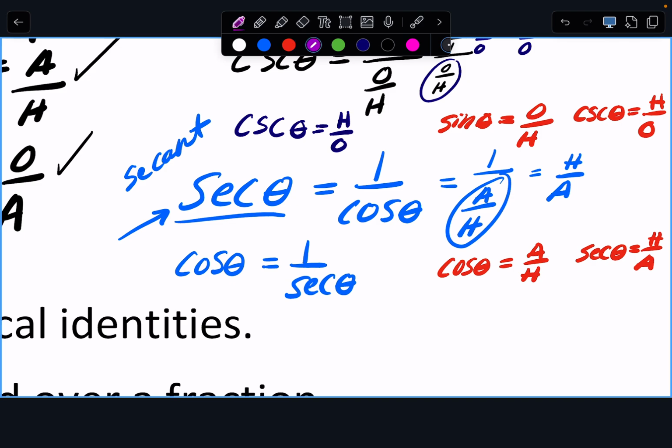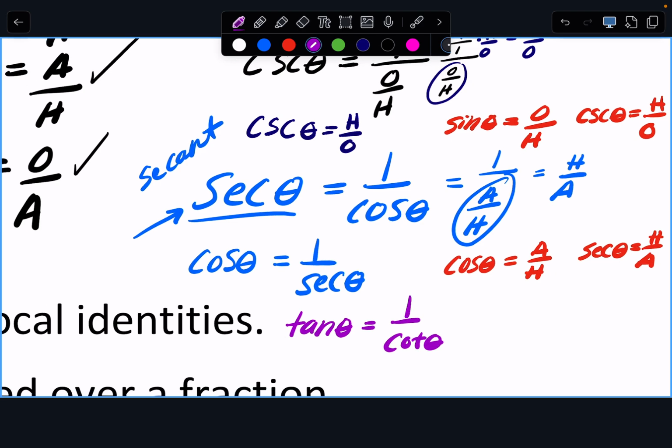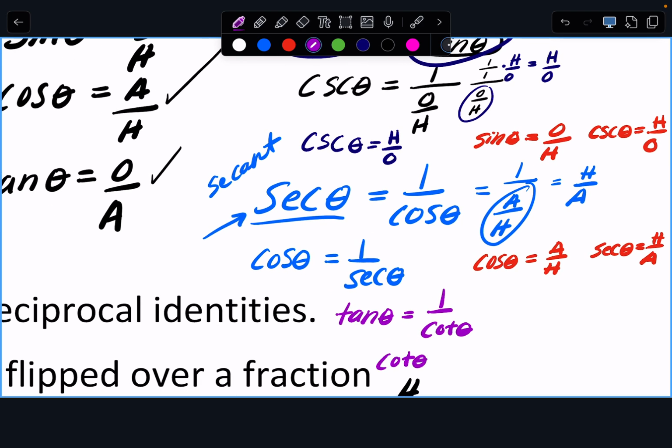Okay. So then tangent, everyone. Tangent of theta is equal to 1 over cotangent of theta. And vice versa, you can say cotangent of theta is equal to 1 over tangent of theta.